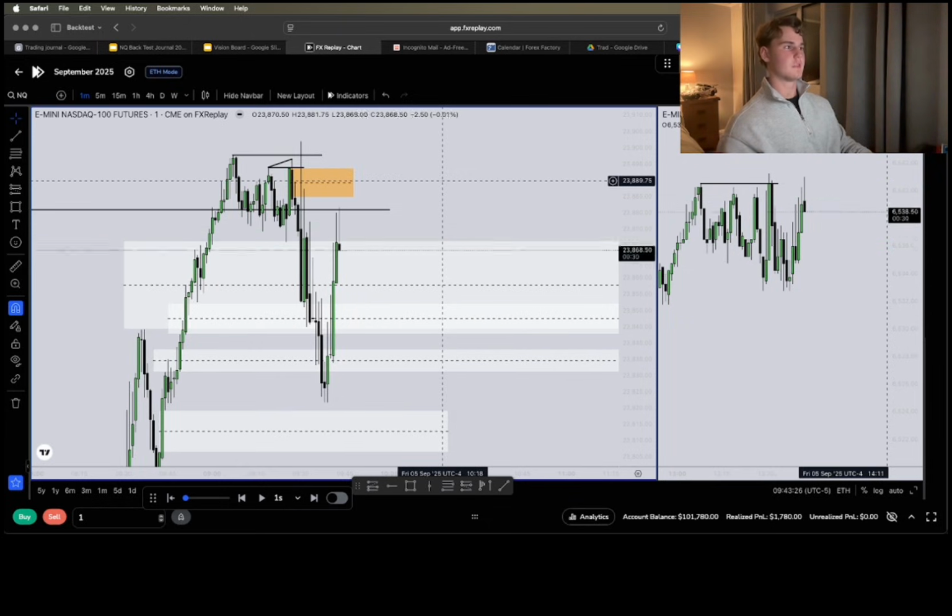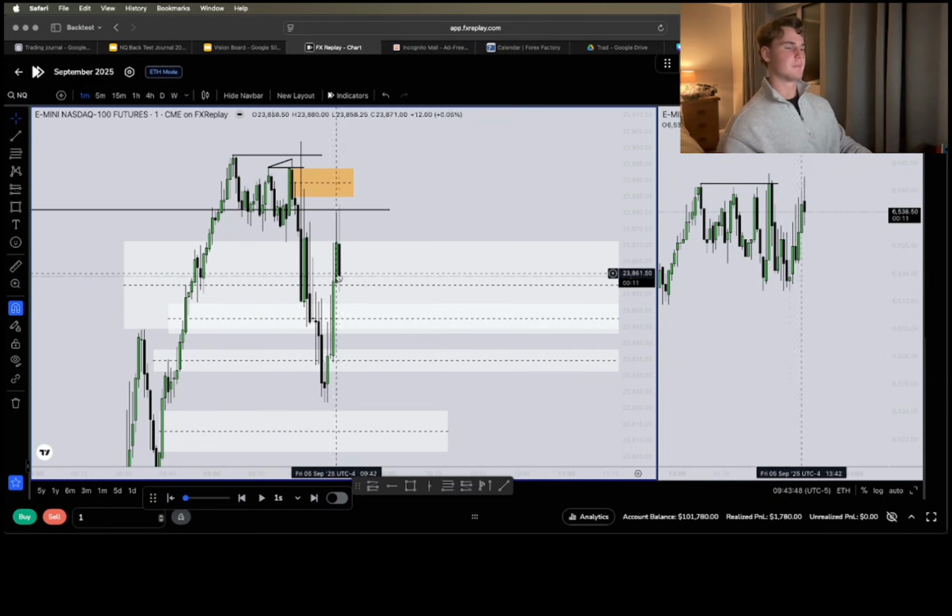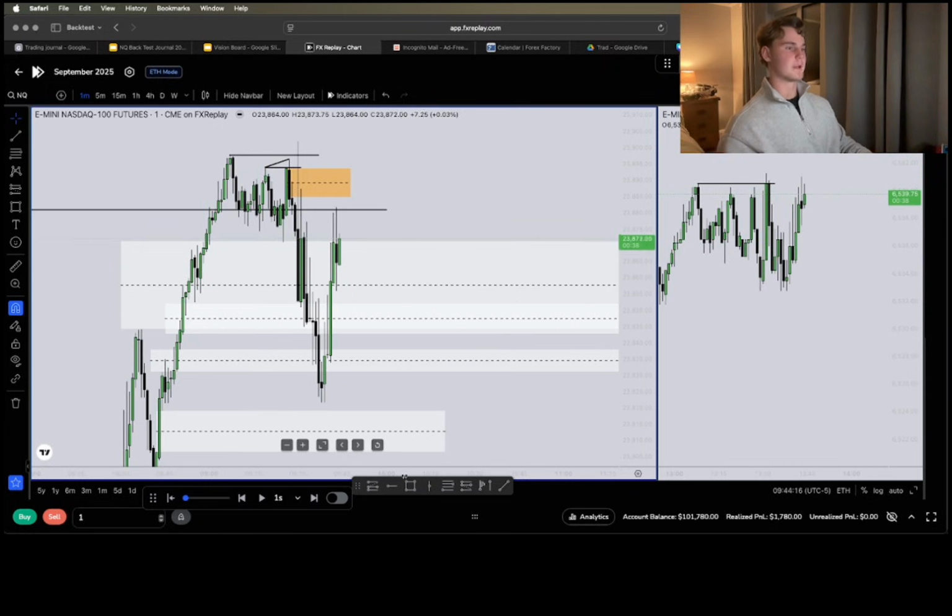It's now 9:43. We're respecting these lows. Now, if I do see a displacement low with speed and efficiency disrespecting the BISI, I could take a short here. No, we just respected a BISI there. Okay, so we're just displacing higher.